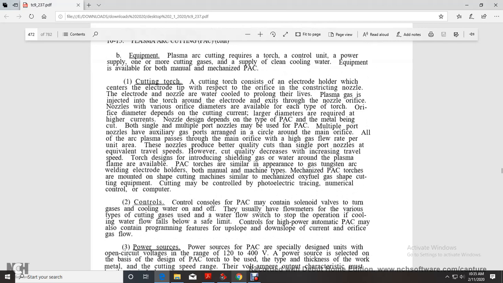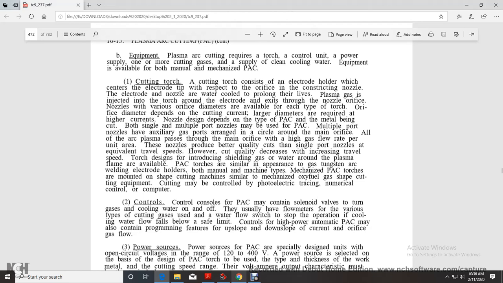Cutting torch. The cutting torch consists of the electrode holder with the center of the electrode tip positioned with respect to the orifice of the constricting nozzle. The electrode and nozzles are water cooled to prolong the life of the torch. Plasma gas is introduced around the electrode and exits through the nozzle orifice. If the nozzle varies, different orifice diameters are available for each type of orifice. The orifice diameter depends on the cutting current. Larger diameters are required for higher current with the normal nozzle design.